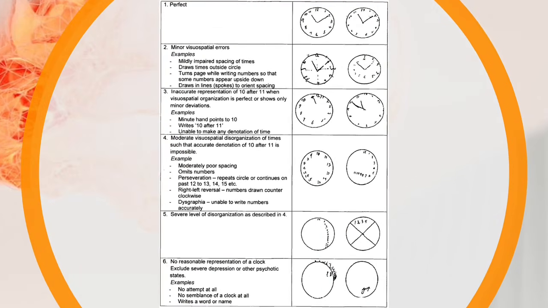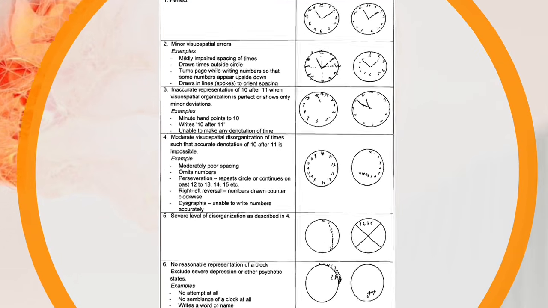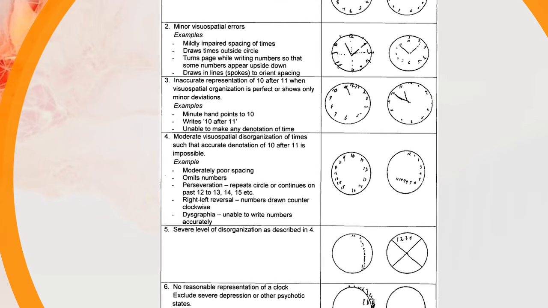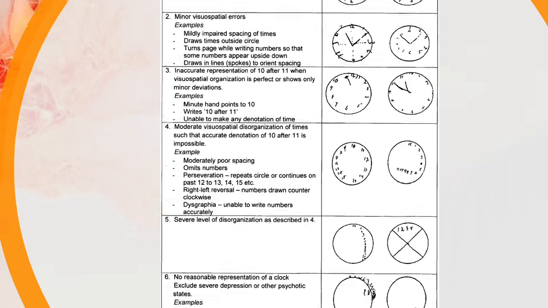Here is what it looks like, right? So if you see here number 4, it's a moderate visual disturbance, disorganized. So the numbers are not quite in the right place, right? And that gives you examples.